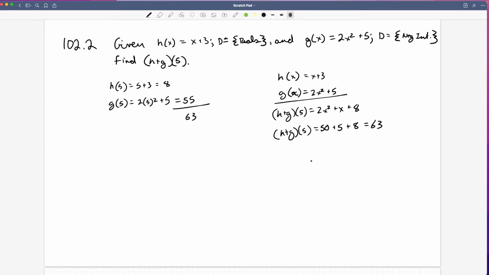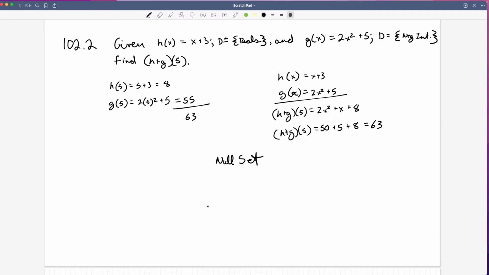However, we cannot use this equation to find h plus g of 5 because 5 is not a member of the domain of g of x. So 5 is not a member of the domain of h plus g of x. So even though we found an answer and we're able to solve it, it's not a negative integer. So it's not going to be part of the solution. So thus, for that reason, we say the answer is a null set.